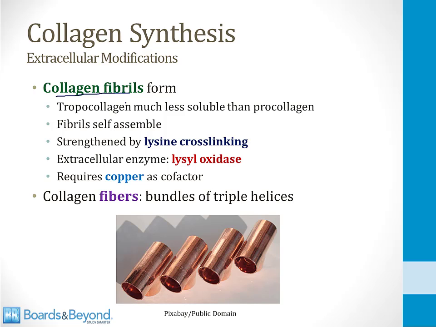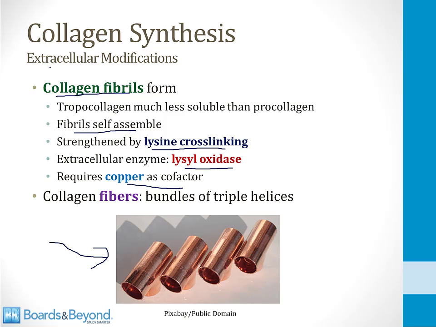These form because tropocollagen is much less soluble than procollagen, so it will fall out of solution and fibrils will begin to self-assemble. They are strengthened by lysine cross-linking. I'll show you a picture of this on the next slide. There is an extracellular enzyme called lysyl oxidase that can cross-link lysine in collagen fibrils. This requires copper as a cofactor. There's a picture of copper on the screen to remind you of this.